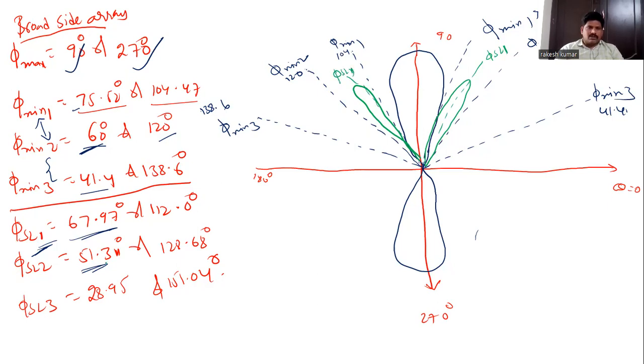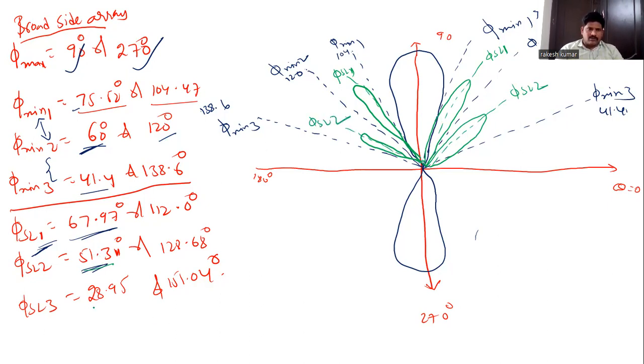Okay. So similarly, what is the side loop level? 51.3. It should be in between compulsorily second minimum and third minimum. Okay, so this is the second side loop. This is side loop level 2.